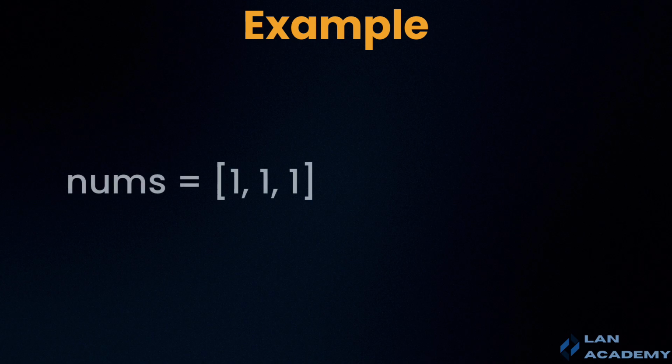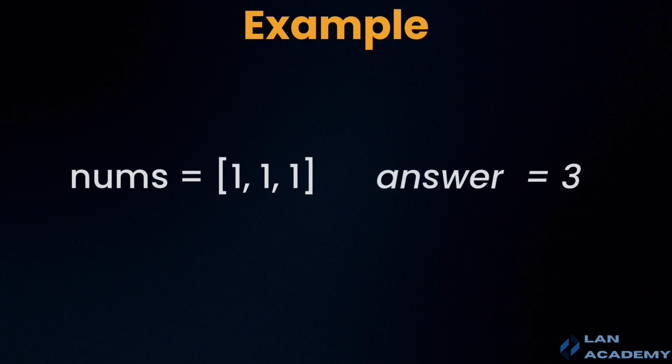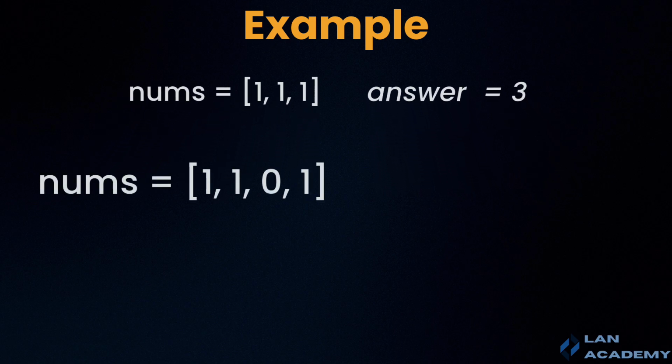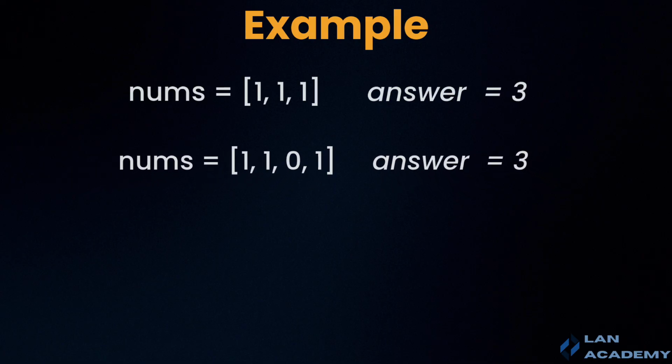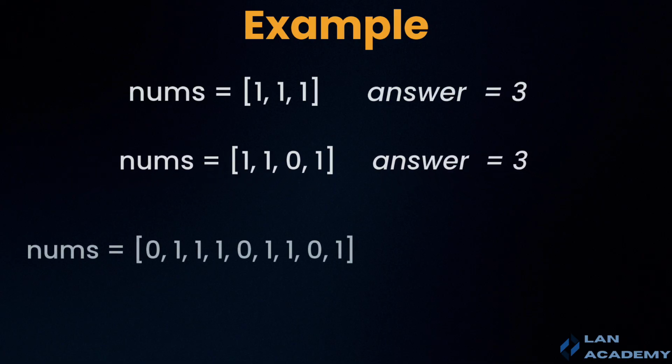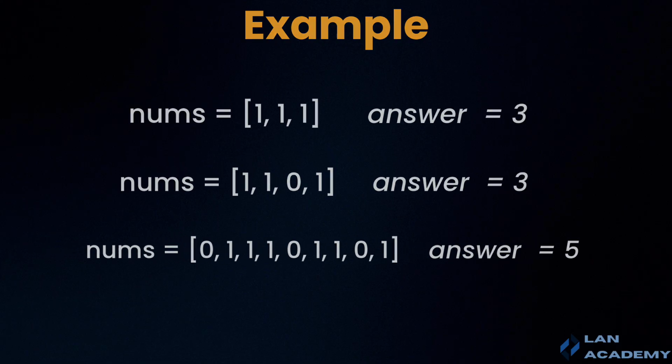If nums equals 1, 1, 1, the answer will be 3 because there are no zeros. If nums equals 1, 1, 0, 1, the answer will be 3 again because I can remove the 0, giving me a sequence of 3 ones. And if nums equals 0, 1, 1, 1, 0, 1, 1, 0, 1, the expected answer is 5 because I can remove the 0 on nums of 4, which gives me a sequence of 5.